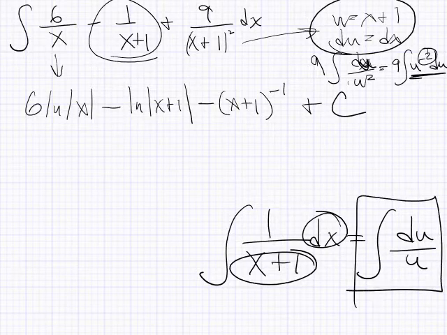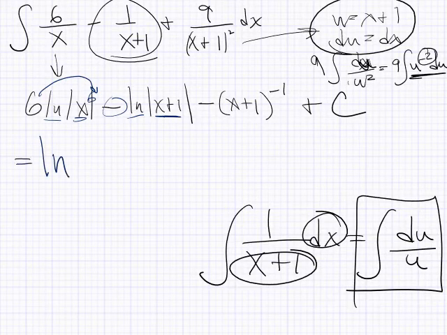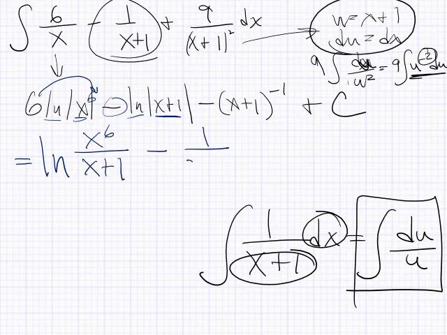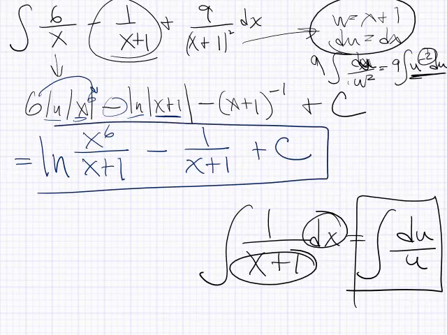All right, we have to clean up our answer a little bit. What I would do here is I bring the 6 in as a power using my log rules. The minus between these two logs means I should divide the things inside the logarithms. So I end up with log of x to the 6th over x plus 1 minus 1 over x plus 1 plus c. And that would be the best answer I could give. Throw an absolute value on the logarithm.